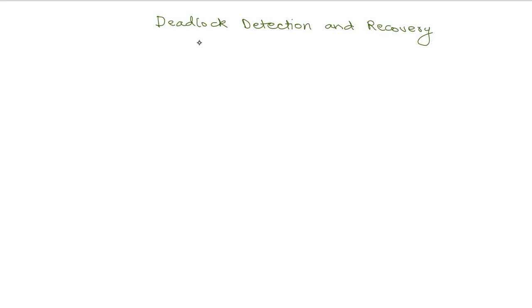So in this video we will be discussing deadlock detection and recovery. Firstly, it has two components, detection and then recovery. So what we do is that we first detect if there is any deadlock and then we do recovery. Now how do we detect deadlock?